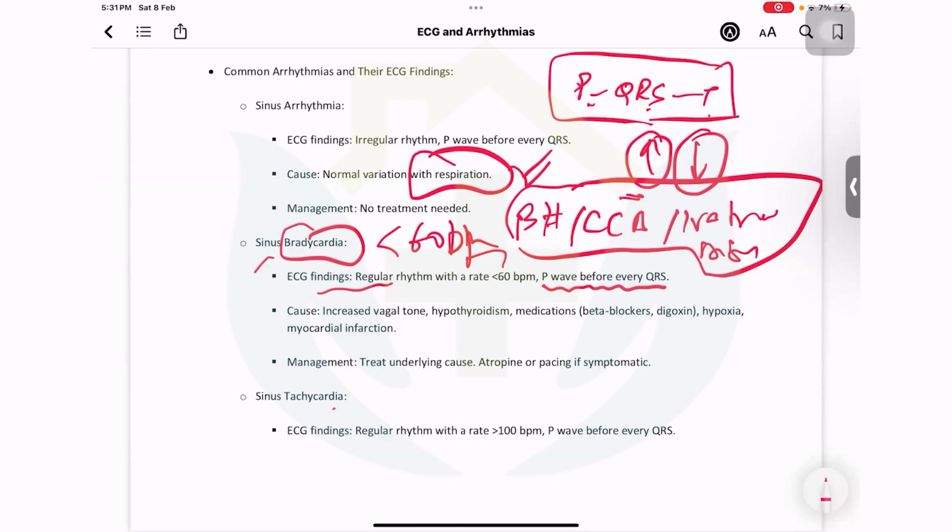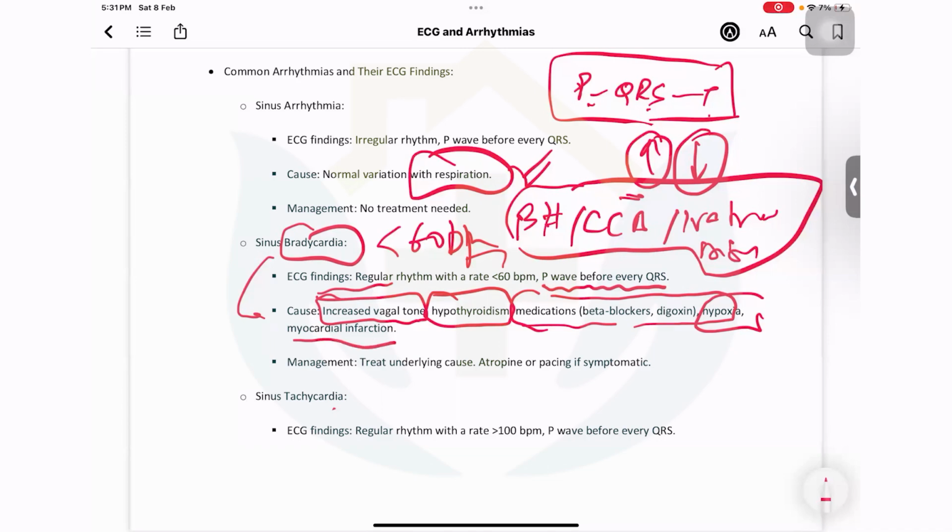The causes of sinus bradycardia are physiological, such as increased vagal tone; pathological, such as thyroid disorders; and iatrogenic causes are drugs like beta blockers and digoxin. Environmental causes are hypoxia, and another disease condition is myocardial infarction with right coronary artery involvement, or maybe inferior wall.